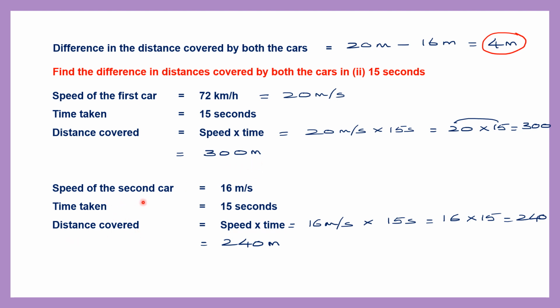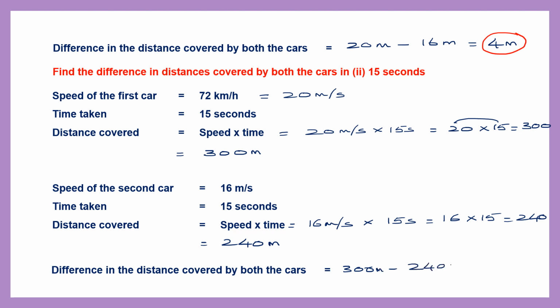So now we have found the distance covered by the first car is 300 meters. Distance covered by the second car is 240 meters. Now we have to find the difference in distances. So the difference in the distance covered by both the cars will be, when you subtract these two, 300 meters minus 240 meters. 300 minus 240 is 60. So the answer is 60 meters. So we have found the difference here. 60 meters is the answer.